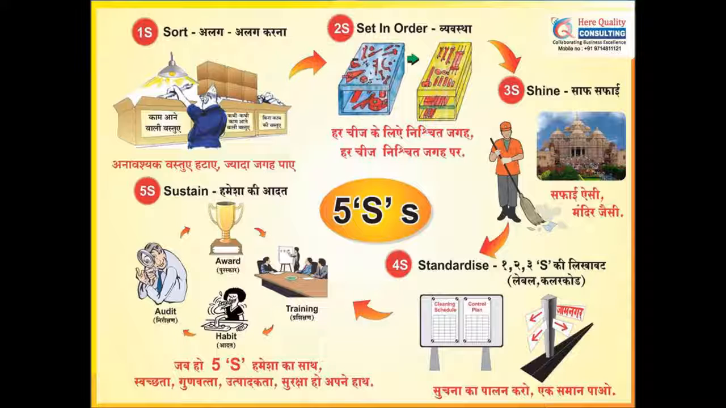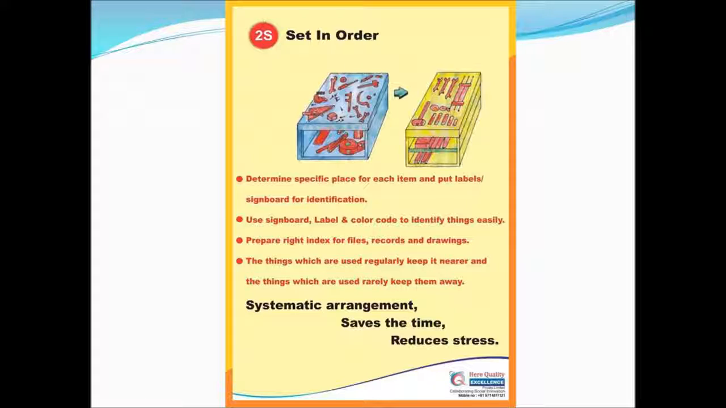2S means set in order. The punch line, or punch action, is keep a place for everything, everything in its place. Place for everything, everything in its place. The key benefit of 2S is reduced search and select. Believe me, in working, people sometimes spend 1 or 2 hours in a day in searching and selecting.